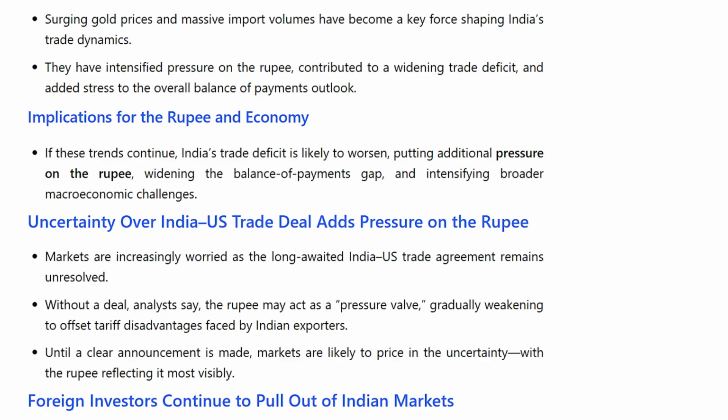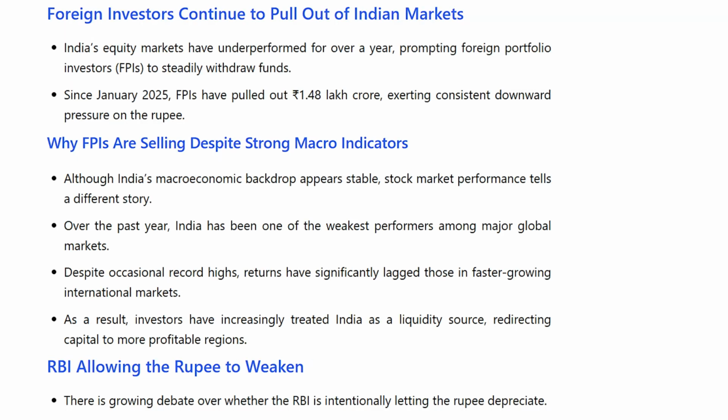Uncertainty over the India-US trade deal adds pressure on the rupee. Markets are increasingly worried as the long-awaited India-US trade agreement remains unresolved. Without a deal, analysts say the rupee may act as a pressure valve, gradually weakening to offset tariff disadvantages faced by Indian exporters. Until a clear announcement is made, markets are likely to price in the uncertainty, with the rupee reflecting it most visibly.